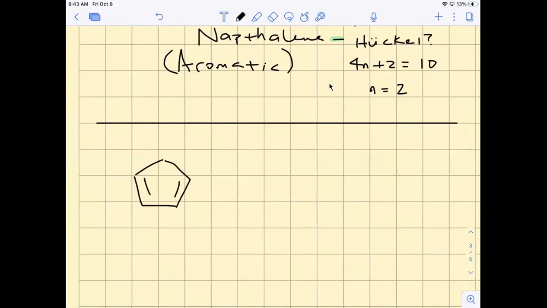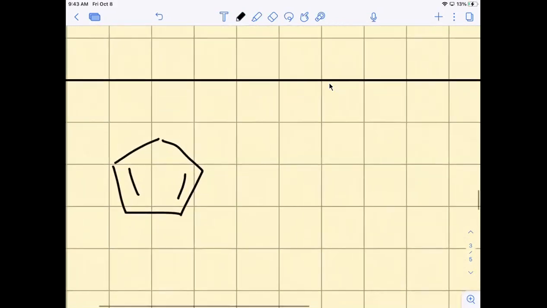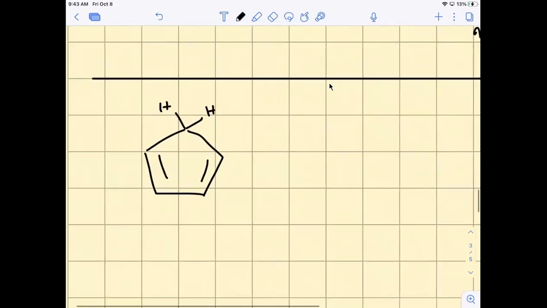Now, if we were to look at this structure, I'm going to put the hydrogens in here too, because that's how we're going to do a proton transfer and deprotonate it. Right, but if I looked at this structure, how many of those criteria do you think it meets?